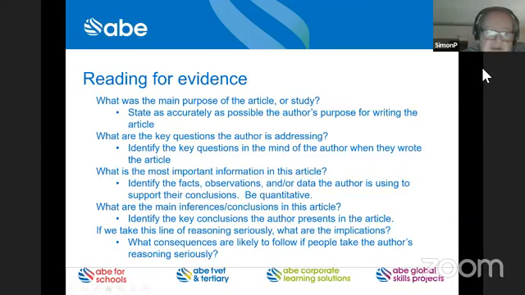So, and if we take the line of reasoning from the author seriously, what are the implications? What do we take from this, and how can it be applied in other particular situations? Next slide, please, Vicky.